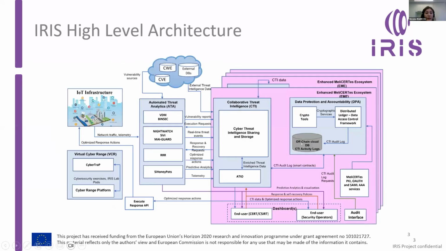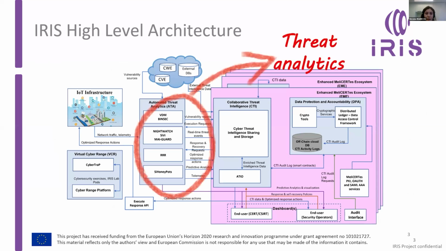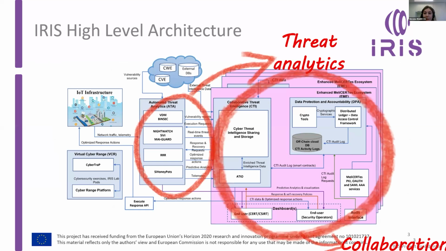So this is the high-level architecture of IRIS. You can see several modules and tools. The most centered and important are those of automated threat analytics, that take all the threats and events detected from infrastructure and send them to the enhanced CERT ecosystem in order to be processed, enriched, visualized, and stored.